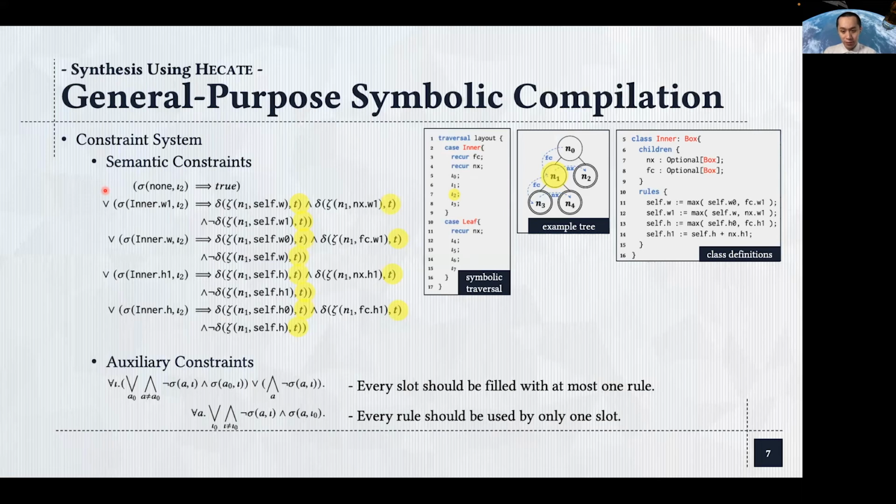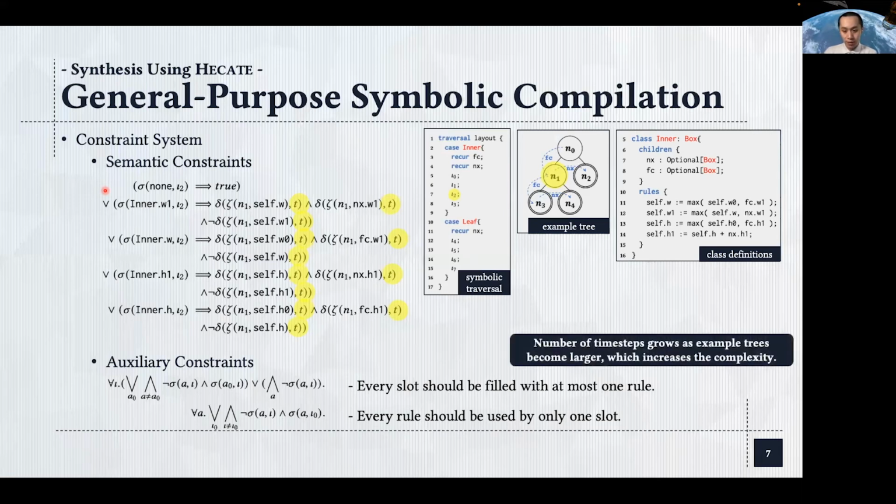Recall that the correctness of the tree traversal needs to apply to all different kinds of example trees. It is unavoidable that the total number of time steps will grow as the example tree becomes larger, which will increase the complexity of the whole problem. So we have located one of the major causes for complexity growth. You may then wonder, is there a way to actually get rid of the annoying dependencies across time steps? Well, actually, yes, and that's the reason why we propose the domain-specific symbolic compilation. But before we jump right into that, I would like to take a step back and review the notion of a traversal.